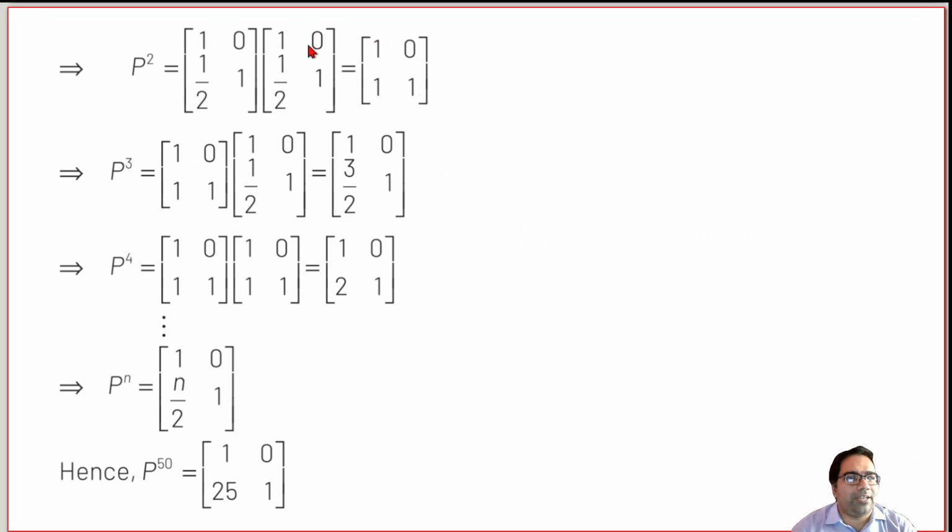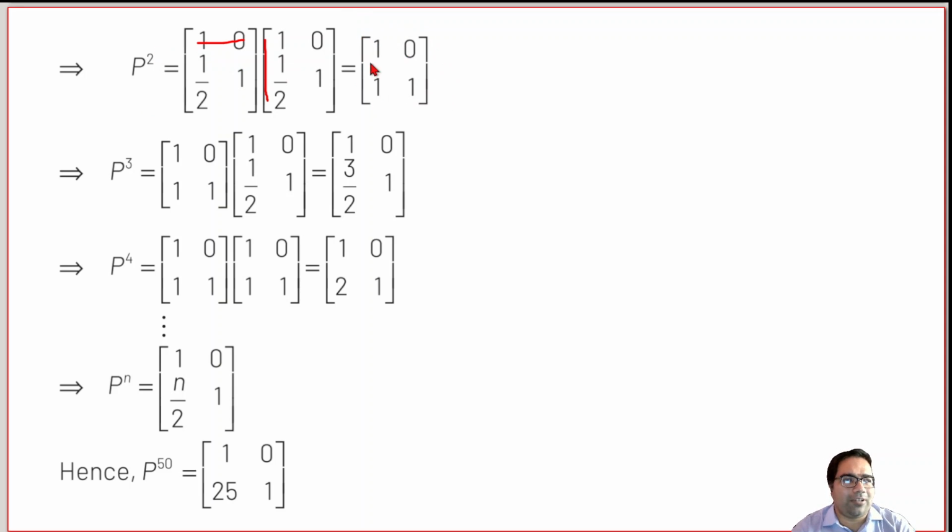If you do P square, that is nothing but P into P. Then this first row into first column is 1 into 1 plus 0 into half, that is 1. 1 into 0 plus 0 into 1 is 0. Half into 1 plus 1 into half, which is half plus half, which is 1. Half into 0 plus 1 into 1 is 1. That is P square.